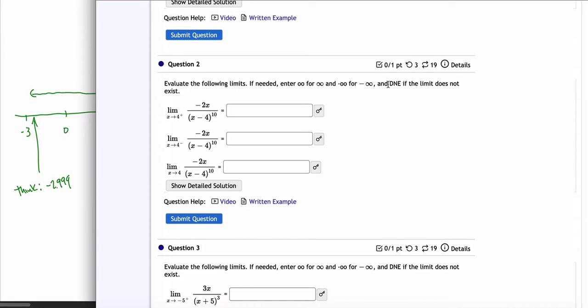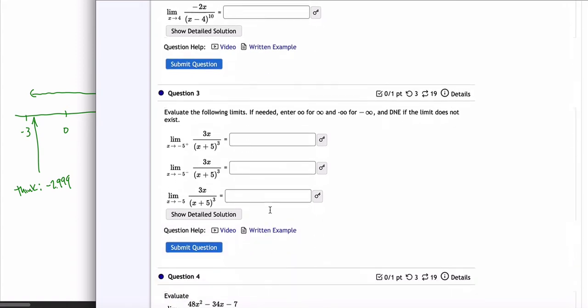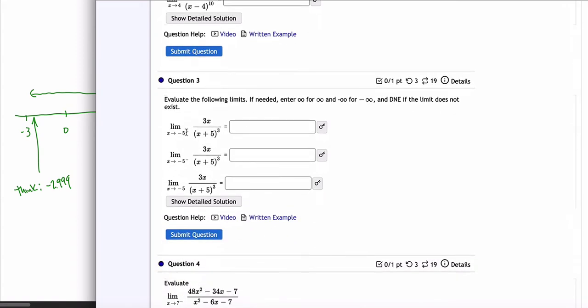And you're like, how do I type in undefined? Fortunately, it tells you how in this problem. Capital DNE apparently does the trick. Third one is just like the second one with slightly different numbers. We're approaching -5 from the positive side. So think -4.9999 if you want. -5 from the negative side. So think -5.0001. And then see if those answers match up. If they do, great. If they don't, does not exist.